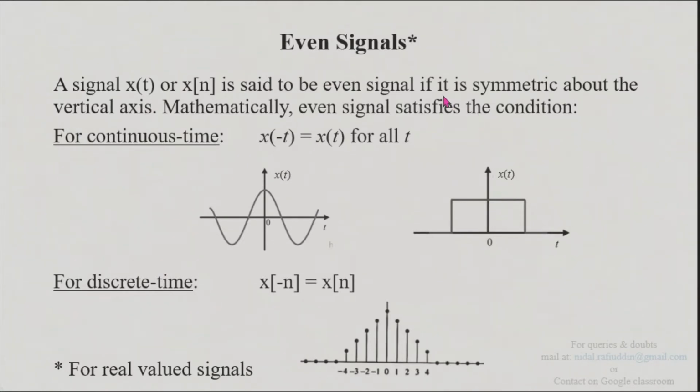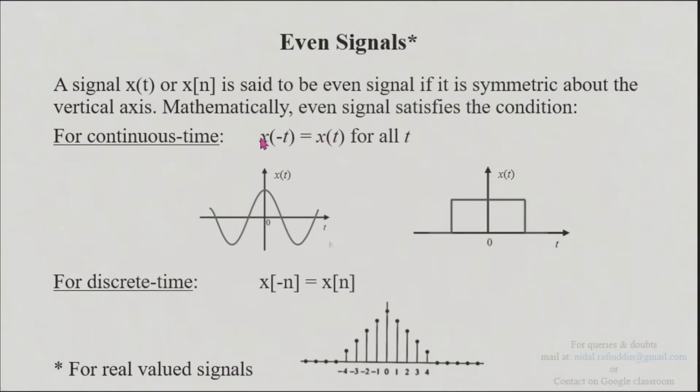So in order to know whether the signal is going to be even, we will have to check for the symmetry of the signal about the vertical axis. Mathematically, the other way around is to substitute the time variable by minus t and look for the outcome. If it comes out to be equal to the original signal x(t), then we say that the signal is an even signal.